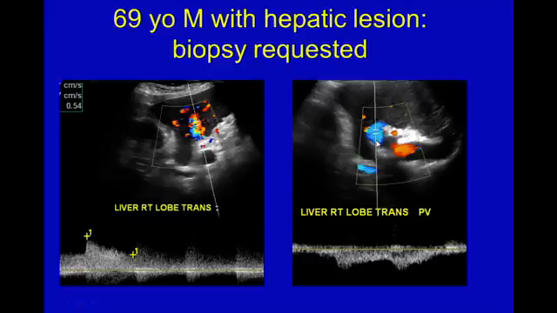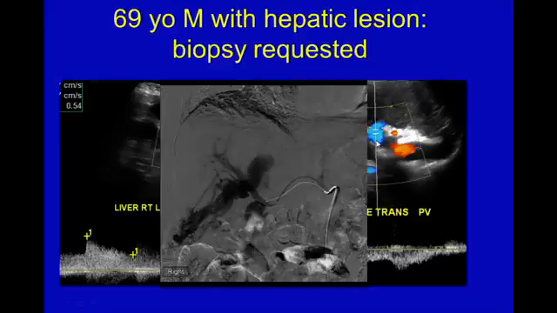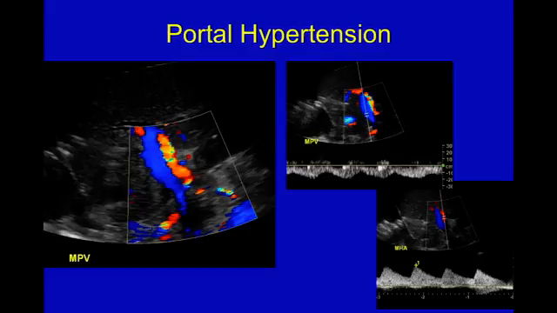So this is a very large arteriovenous fistula, and you can see here on angiography when you inject the hepatic artery, you get tremendous filling of this fistula as well as early draining into the portal vein. So obviously you don't want to biopsy this kind of lesion.